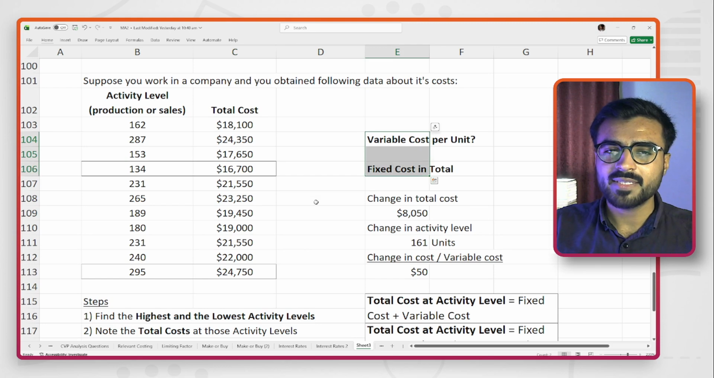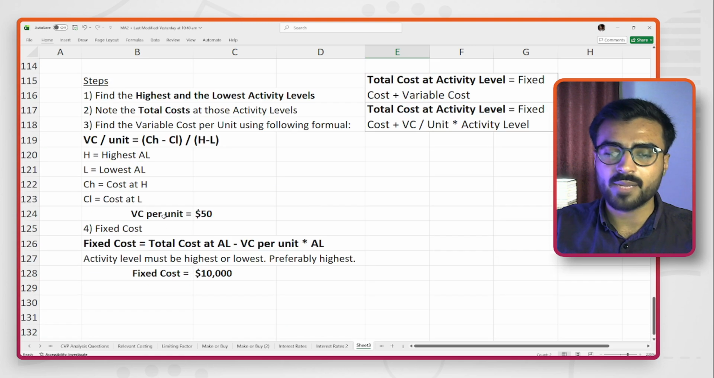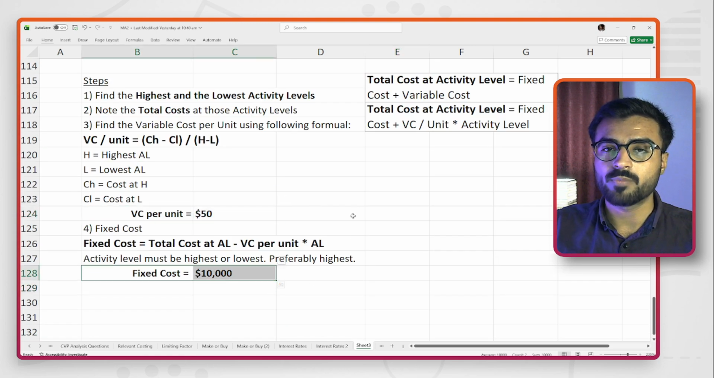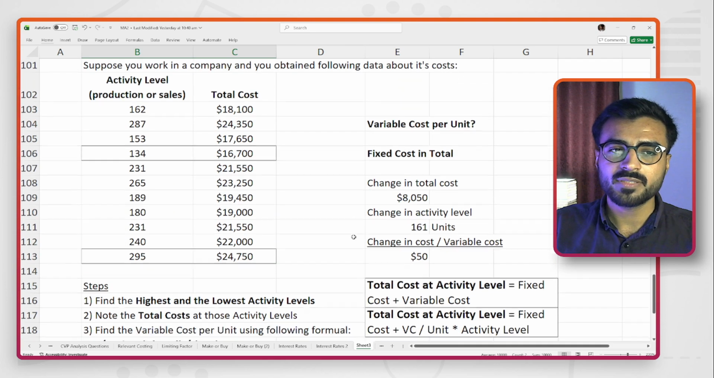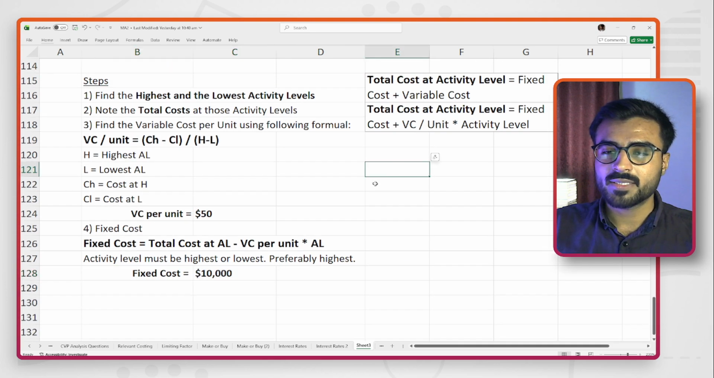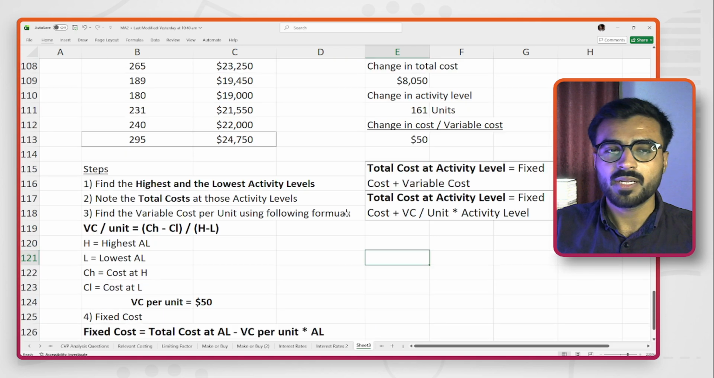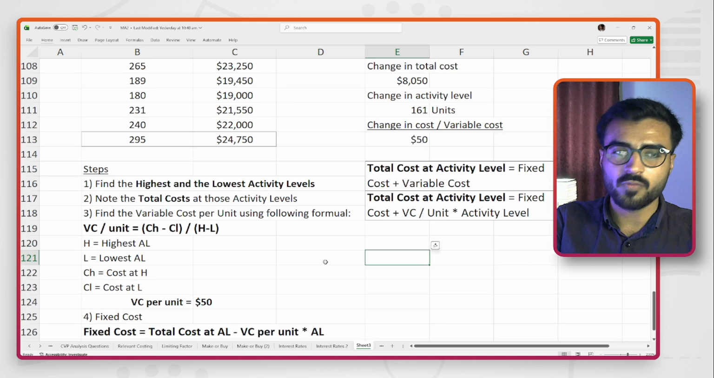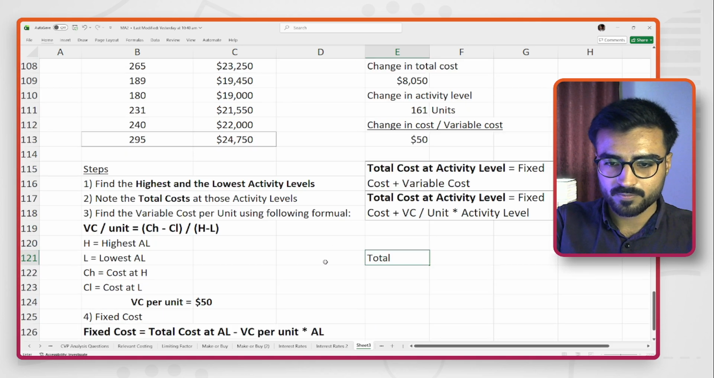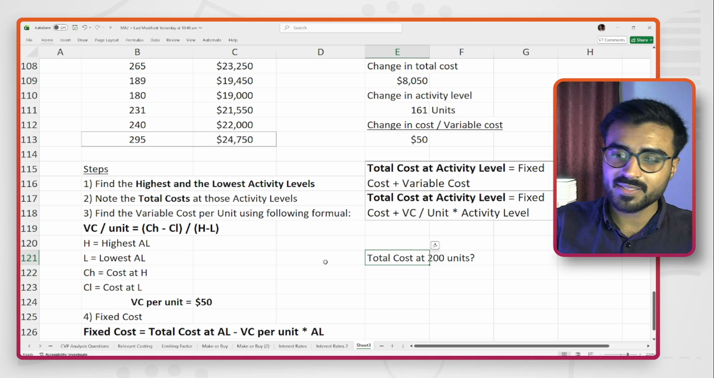Now how can this be used? If you have found the variable cost per unit and the fixed cost, how is this information going to be important to the organization? It is going to be important to predict and forecast figures. For example, if your manager wants to know what the total cost will be at 200 units, now you can answer this question.